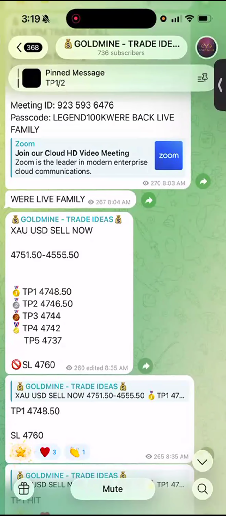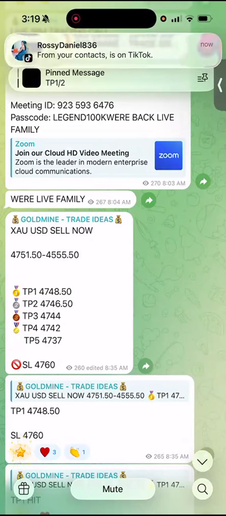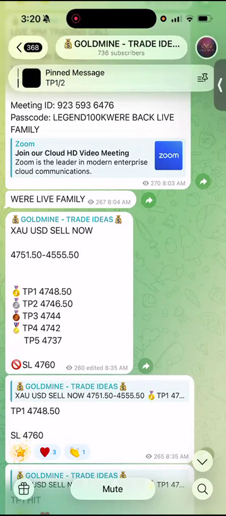4751.50 to 4555.50 is called a zone. At least if you don't learn anything today, you've learned that whenever you see 4751 or something that looks like this, to another number, it is called a zone, right? Now in this situation, we can't take this trade again because it has passed. The market has gone down below where this trade was called, right?